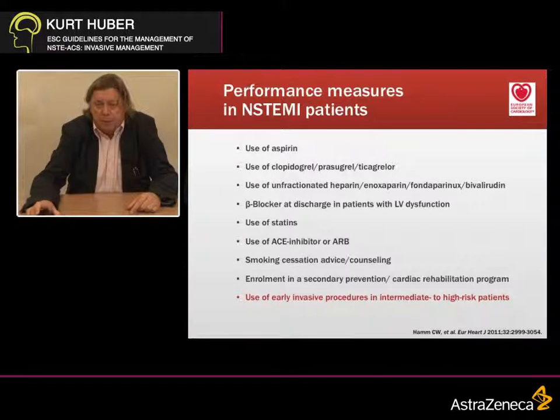So what are the performance measures in non-STEMI patients? What is necessary to think of? The use of aspirin, the use of one of the ADP receptor blockers, whereby for non-ST elevation MI patients, ticagrelor is to be preferred over the other substances. The use of unfractionated heparin, enoxaparin, fondaparinux, or bivalirudin, depending on the individual situation.